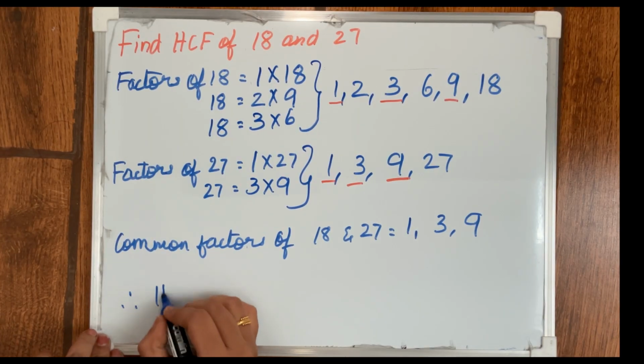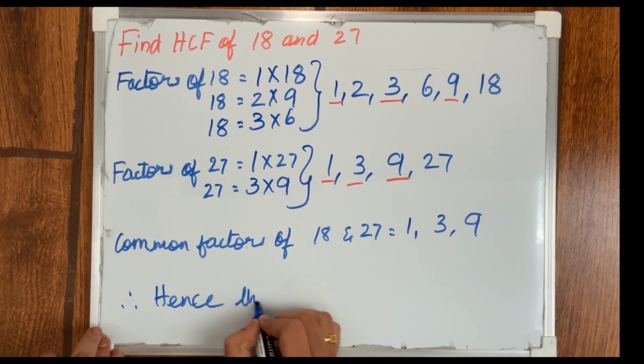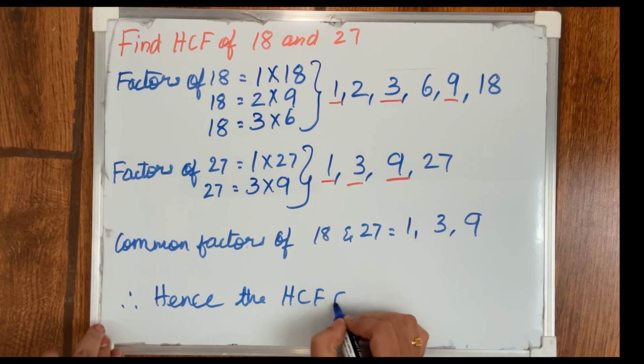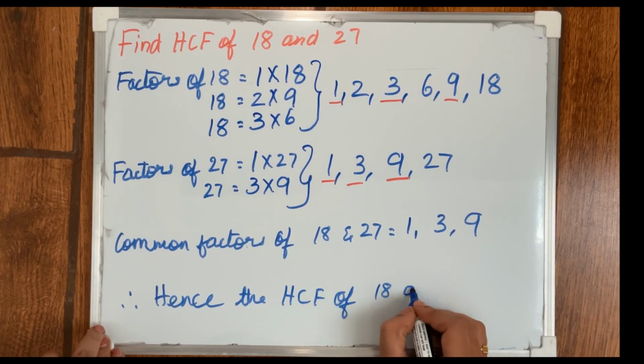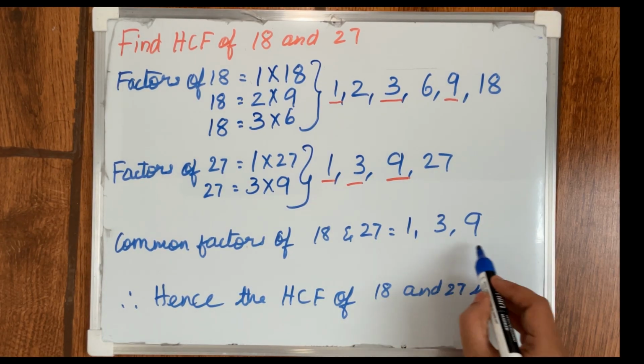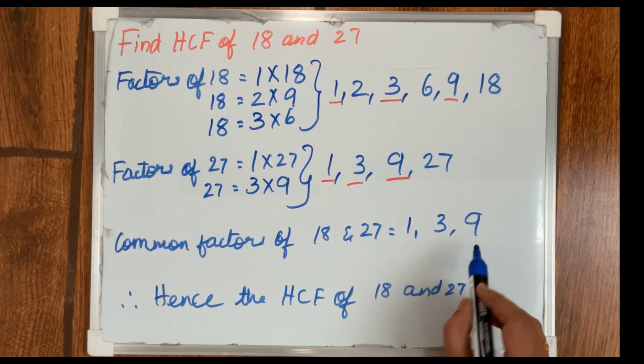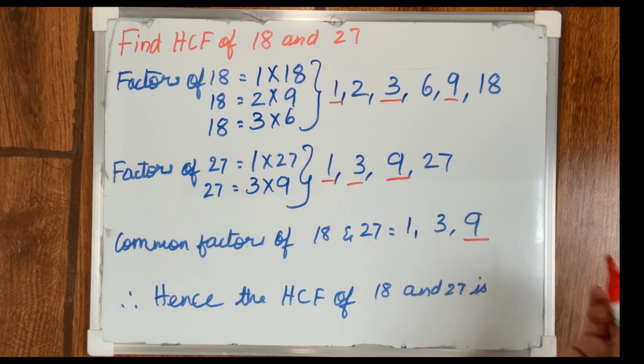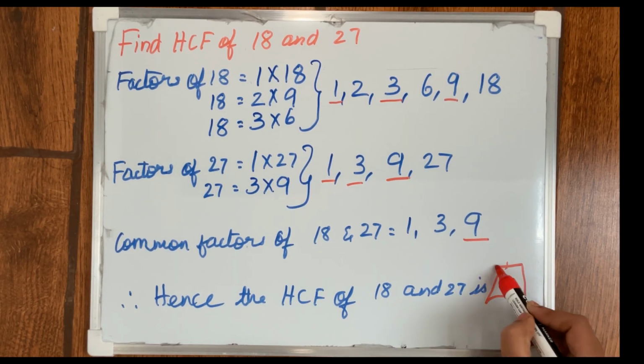The last step, hence the HCF of 18 and 27 is the highest number among 1, 3 and 9. 9 is the highest number, the highest common factor. So 9 will be the answer.